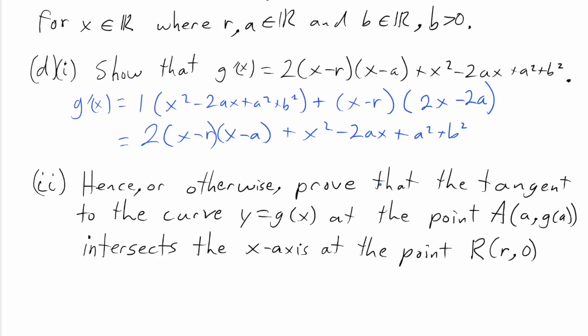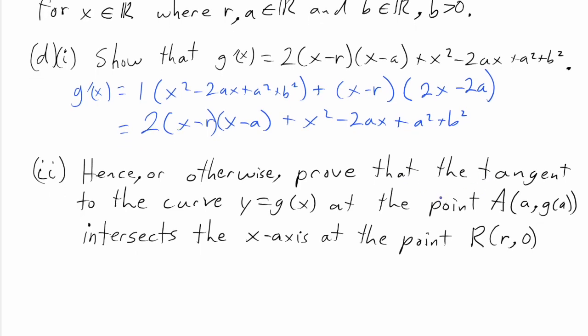Okay, the next part: hence or otherwise prove that the tangent to the curve y equals g of x at the point here intersects the x-axis at the point r, 0. So just like the specific example we did earlier, where we got the x-intercept was 1, 0, now we're going to get r, 0 because it's the more general case. So we do it just like before.